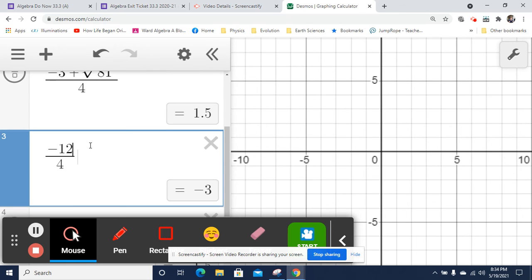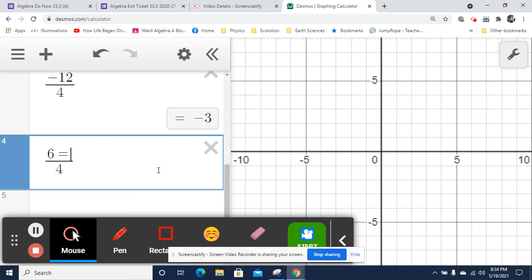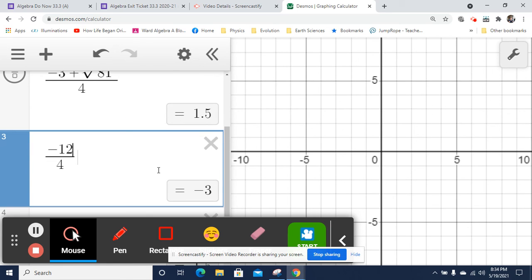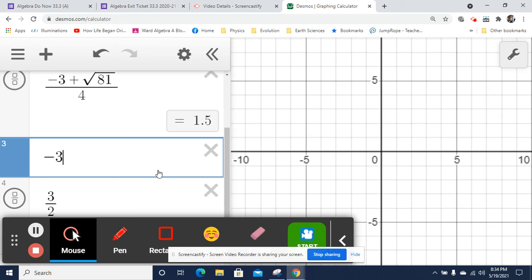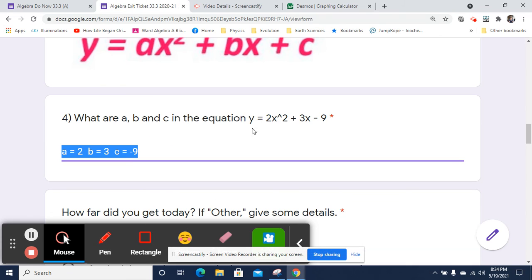Hang on a second. Is that negative 3? No, it's negative 3 plus 9, so that's actually positive 6. Okay, so that's a 6. So 6 over 4, or 3 over 2, and so we get 1.5 for that one. Over here, that's negative 12 over 4, which is indeed negative 3.